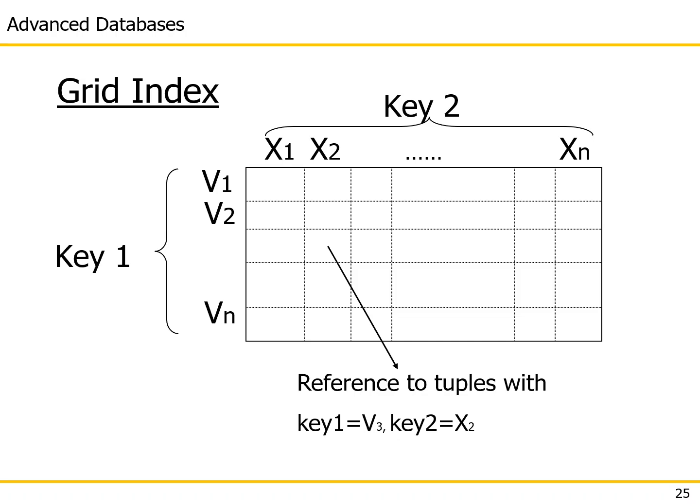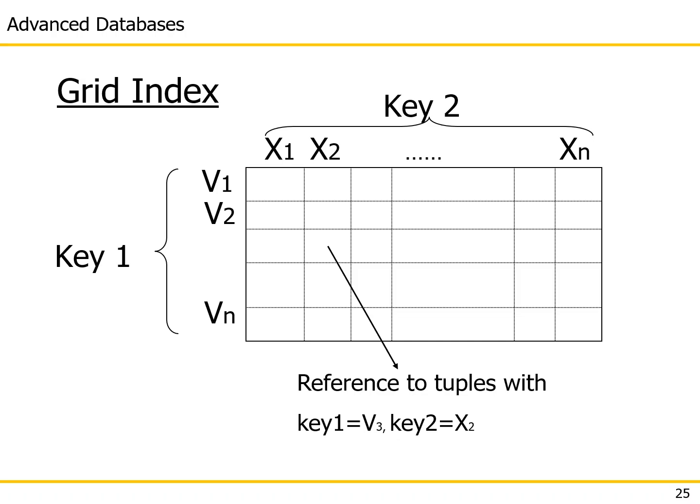Let's move on to the next data structure that is used to create multidimensional indices. This is called a grid index. Now, the idea is quite simple. In fact, if I tell you to innovate and come up with your own multidimensional grid index, this is most likely what you will come up with.